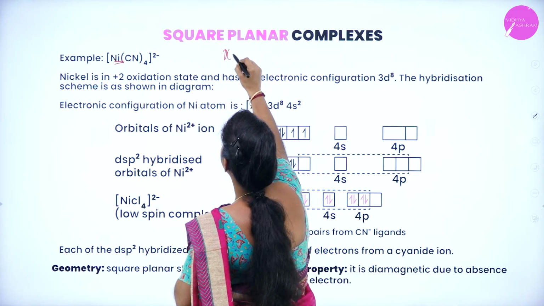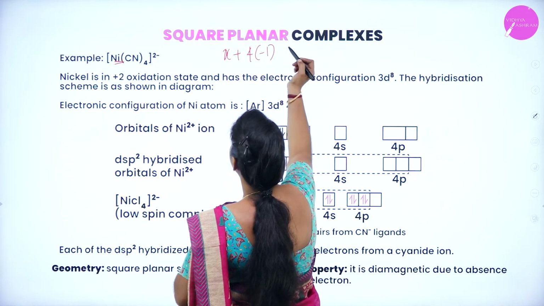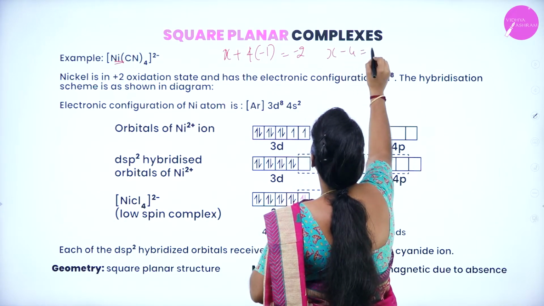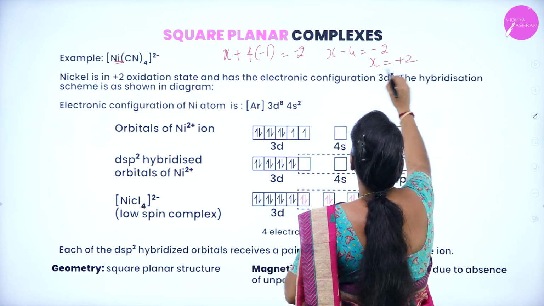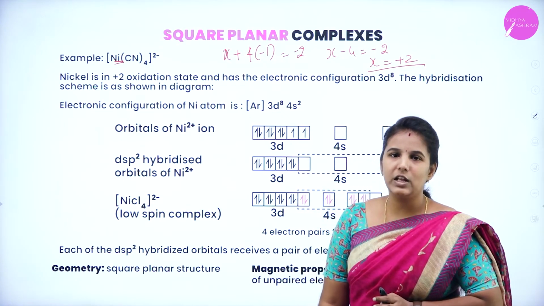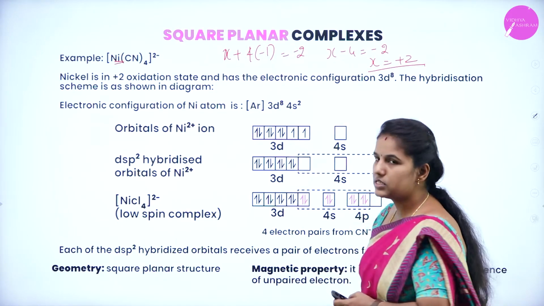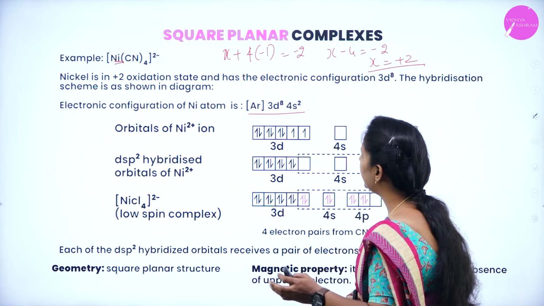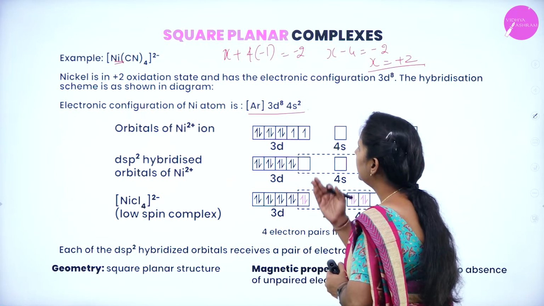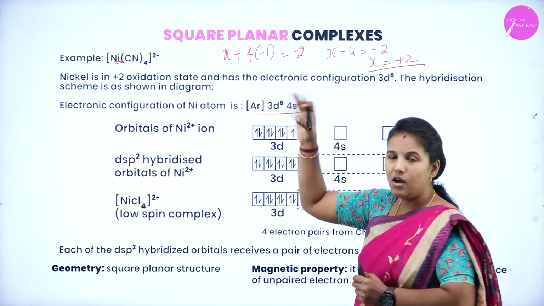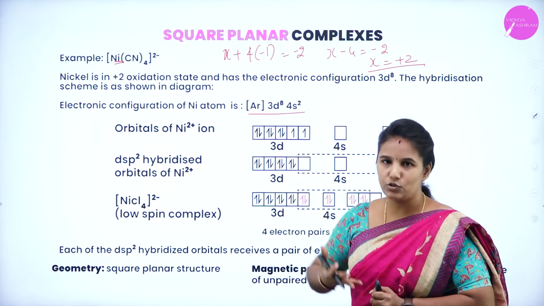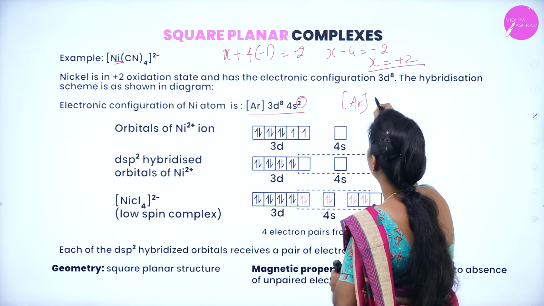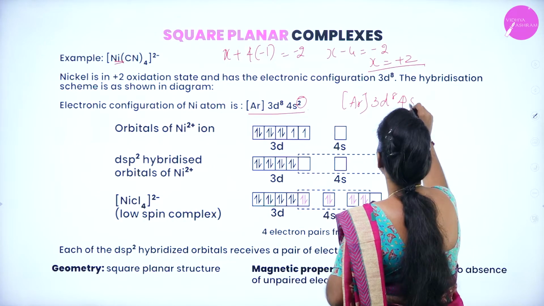And the oxidation state of the nickel: again, I'll consider this as x plus 4 into minus 1, which is equal to minus 2, so x minus 4 is equal to minus 2, and x is equal to plus 2. So the nickel exhibits a plus 2 oxidation state, and nickel has 28 electrons. The electronic configuration goes like this: argon 3d8 4s2. You can see the oxidation number is 2, so it can lose how many electrons? Only 2 electrons. So I'll remove the 2 electrons from the 4s, and the electronic configuration goes like this: argon 3d8 4s0. Okay.